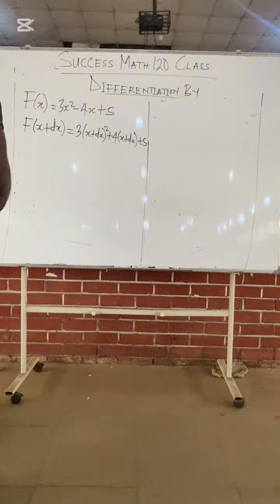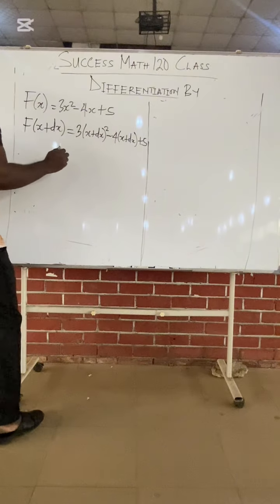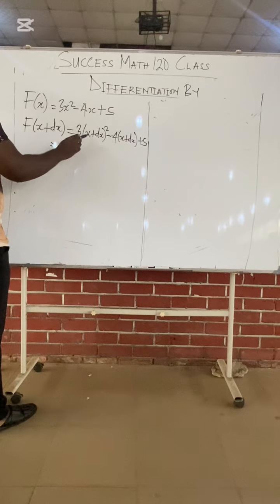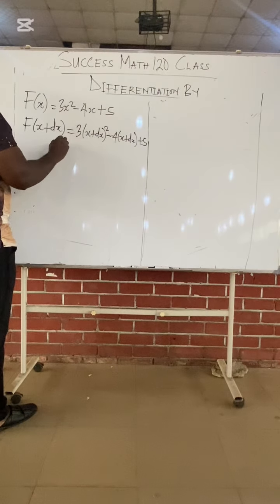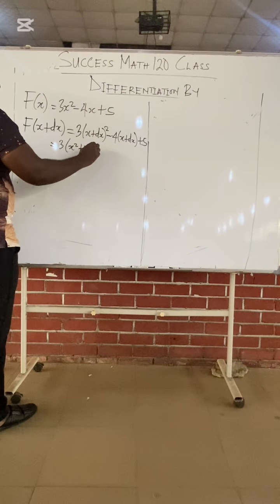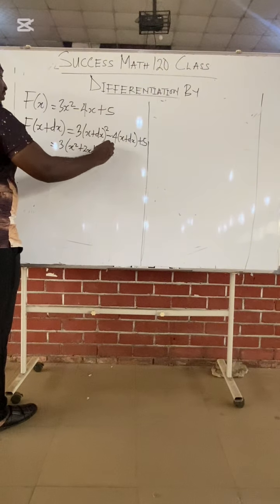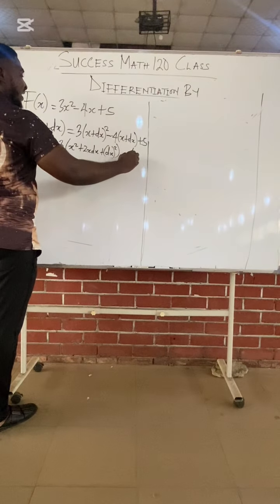Okay, class. We're supposed to have minus here, right? Class, at some point, you should be used to what x plus dx all squared is. So don't be wasting our time. That will be 3 into bracket. What's x plus dx all squared? x squared plus 2x dx plus dx squared, then minus 4 into bracket x plus dx, plus 5.